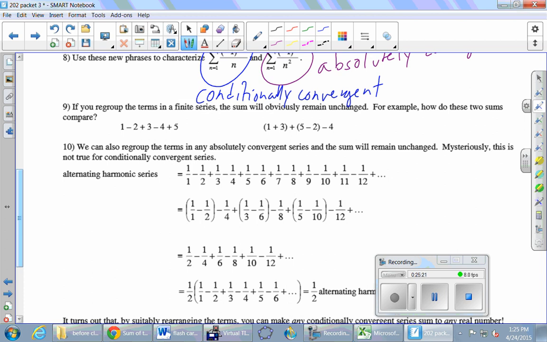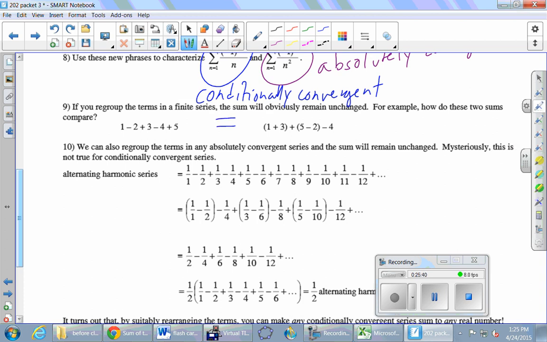Okay, so here's the last thing, and then we'll do the activity. Okay, 1 minus 2 plus 3 minus 4 plus 5. How does that compare to 1 plus 3 plus 5 minus 2 minus 4? Don't do the calculations. Just look at the numbers in both series, and how will the sums compare?